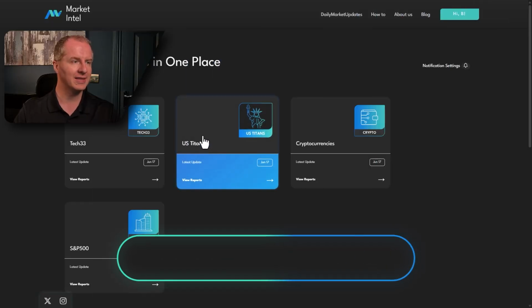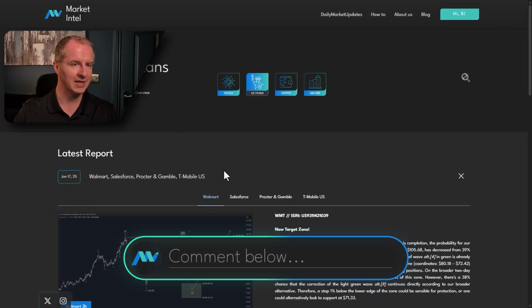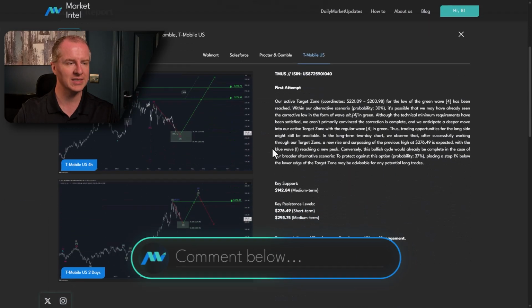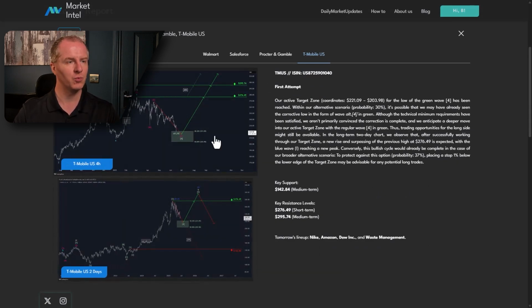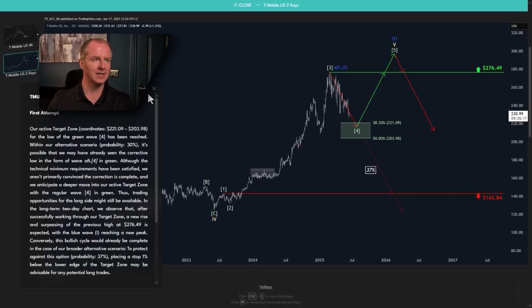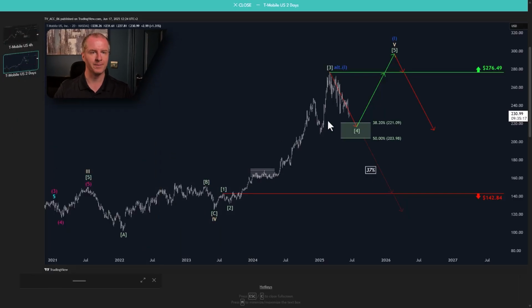Now let us take a look at the stocks section here and we take a look at T-Mobile US and we want to take a look at the 2-day time frame. This is really where we see this trading area, but then we will also take a look at the 4-hour time frame to get a better understanding of where in detail we can expect a reversal. Now looking at the larger time frame, bigger picture, the price, as you can see here, has nearly entered the target area. We'll take a look at the smaller time frame for a little bit more precision.